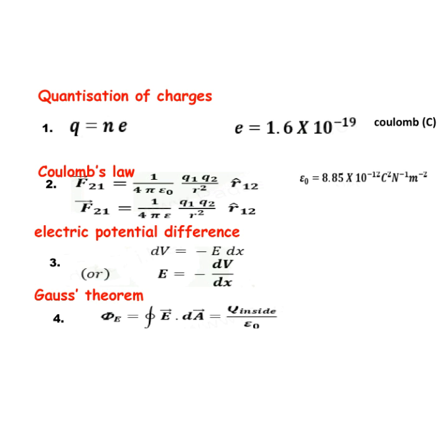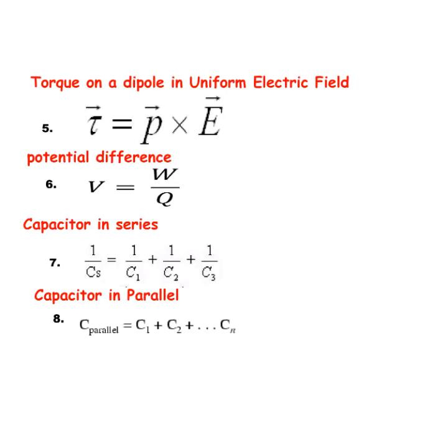The next, torque on a dipole in a uniform electric field. A dipole in the electric field experiences a torque, tau vector is equal to p vector cross E vector, which tends to align the dipole in the field direction, dissipating its potential energy in the form of heat to the surroundings. So tau is the magnitude of torque, p is the dipole moment, E is the electric field. The next, potential difference V is equal to work done by charge.